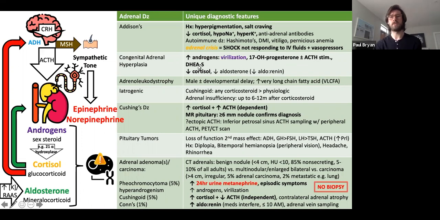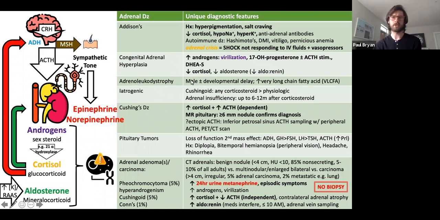And you can also see DHEAS. These are two different types of androgens that are made specifically in the adrenal gland and can be helpful in diagnosing congenital adrenal hyperplasia. And then of course, you'll see that adrenal insufficiency from a cortisol and an aldosterone standpoint. Okay, so you can confirm low cortisol levels with your 8 a.m. cortisol or with your insulin tolerance test.